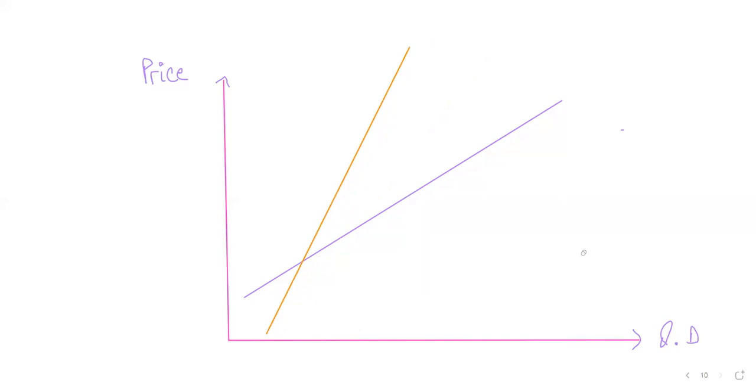Now think about this. So we have two supply curves on the graph, label it A and B, right? Now, which of the two supply curves is more elastic and which of the two supply curves is less elastic? Can you guess?